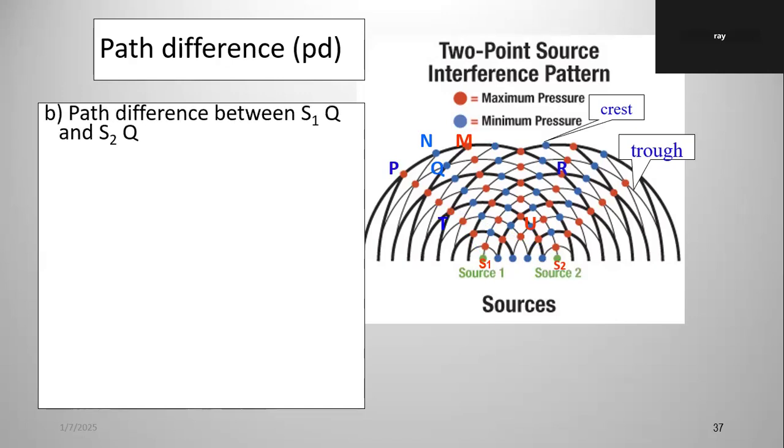Path difference between S1Q and S2Q. Q is here. There's your Q. S1 is here. S2 is here. So we are interested in S1Q, S2Q. Path difference is S2Q minus S1Q. What's the answer?